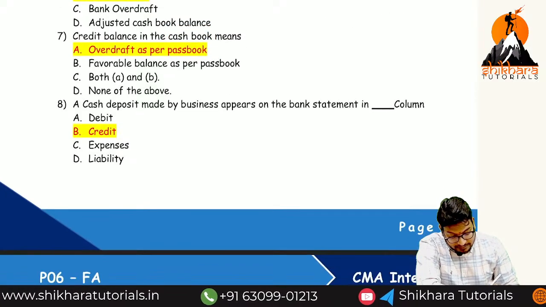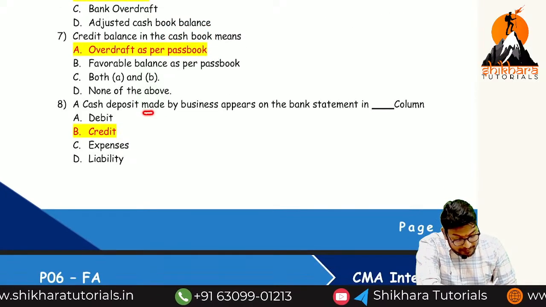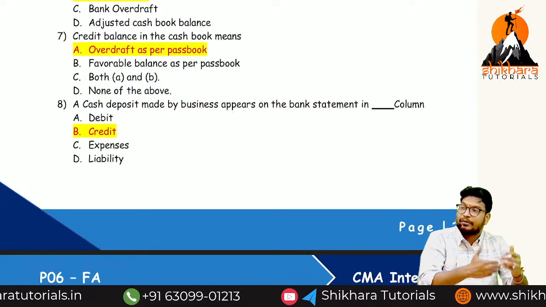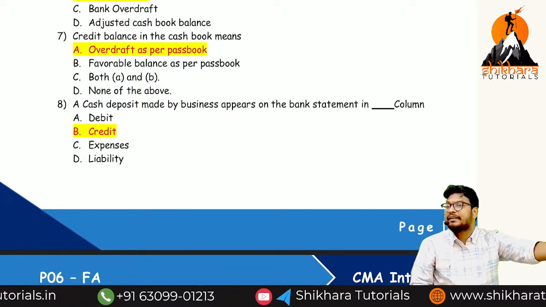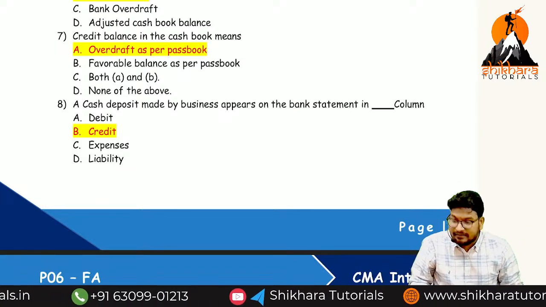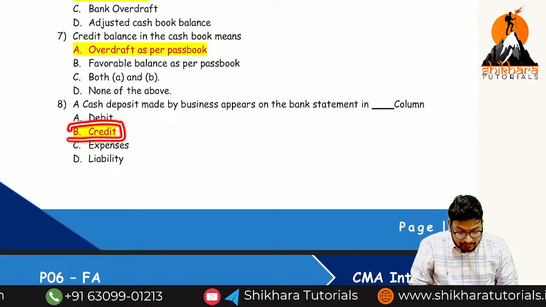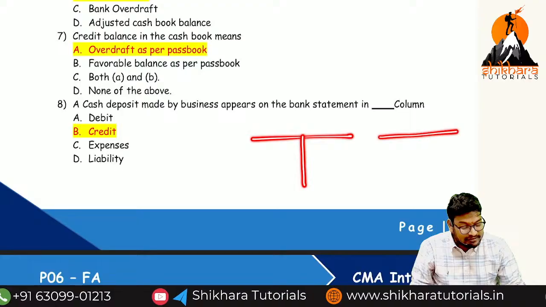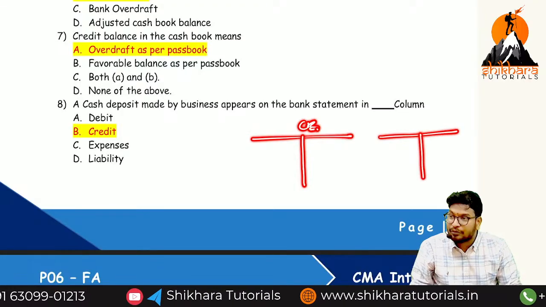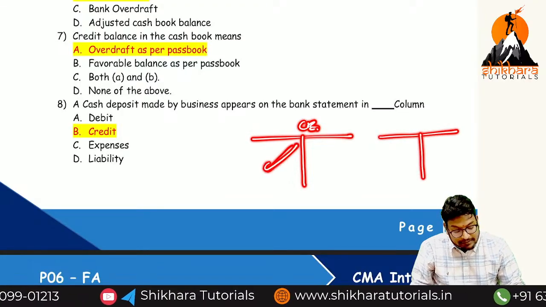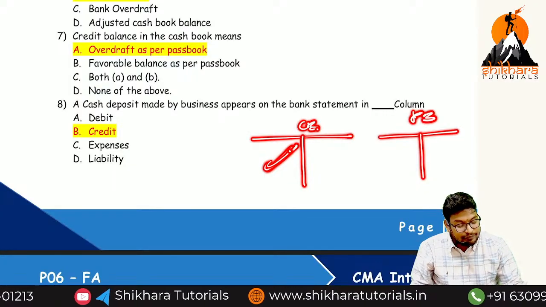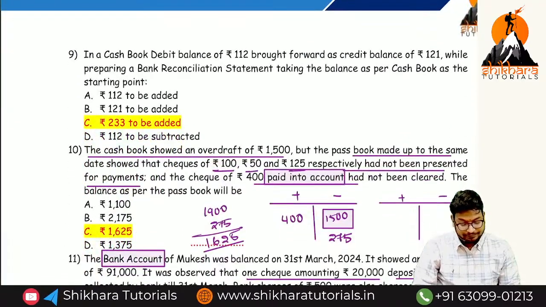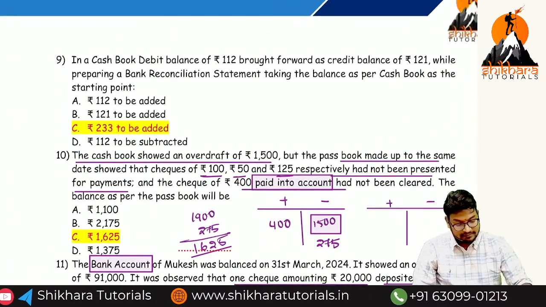Next, the cash deposit made by the business appears in the bank statement. If you make a deposit in the passbook, which side do we record? Credit side. Are you getting the point or not? If you make the bank cash deposit in the cash book, which side do we record? Debit side. When coming to the passbook, which side, ma? Credit side. That is the answer. So next one, ma. Just a second.